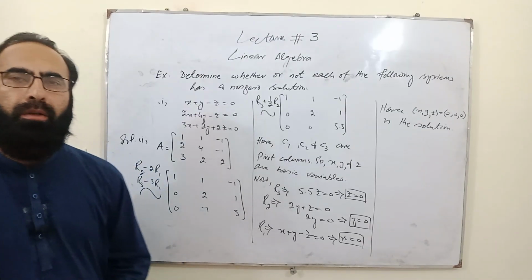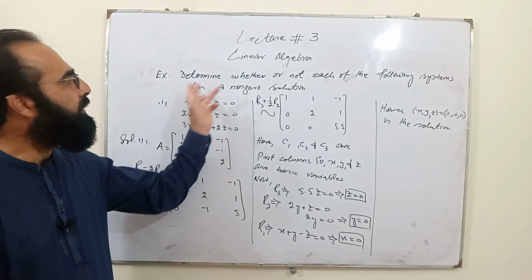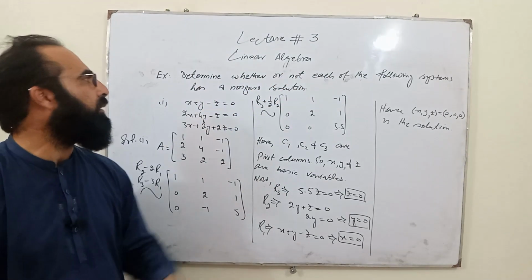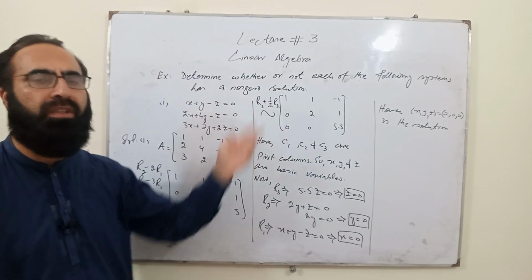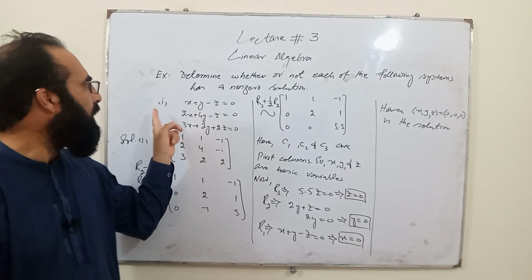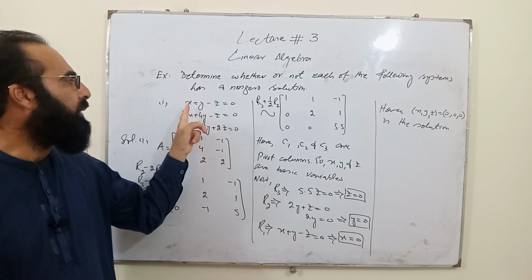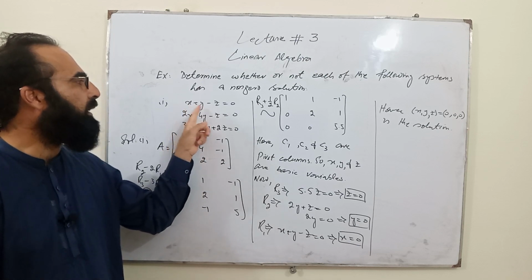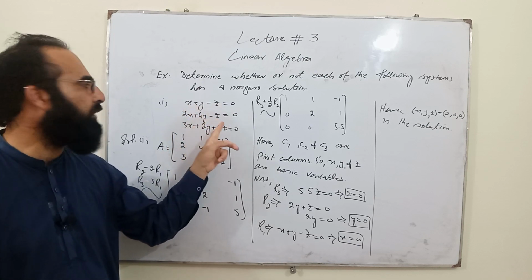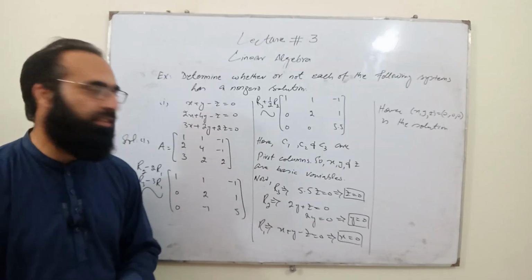Now let's discuss an example. Determine whether or not each of the following systems has a non-zero solution, means a non-trivial solution. First of all, we will solve its first part. In the first part, we have a system of homogeneous equations: x plus y minus z is equal to 0, 2x plus 4y minus z is equal to 0, 3x plus 2y plus 2z is equal to 0.